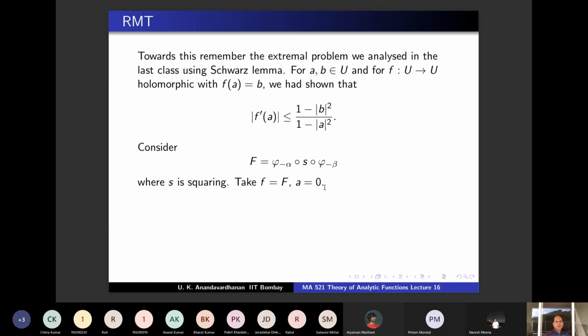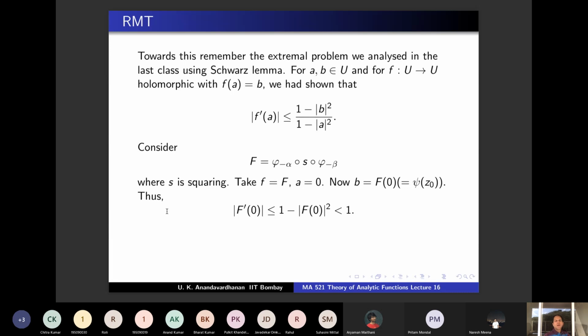What do you get? You will get modulus of capital F prime at 0 is less than or equal to 1 minus modulus of f of 0 square divided by 1 minus mod 0 square. So take b to be f of 0, which happens to be psi of z0, but we don't need that. So modulus of f prime 0 is less than or equal to 1 minus mod f0 square. That's what you will get here.